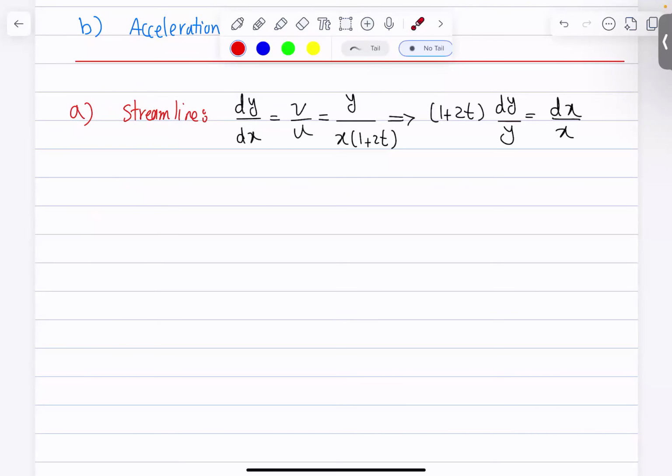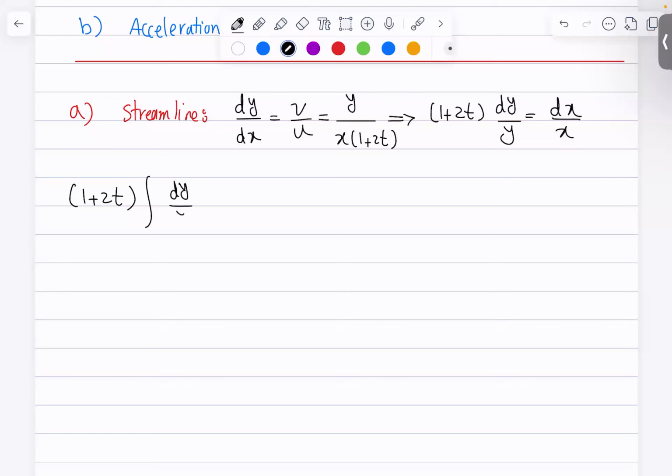Remember, when you're integrating with respect to x or y, you can treat time as a constant, right? You don't need to integrate that, which means I can pull the (1 plus 2t) out of the integral. (1 plus 2t) times the integral of dy over y is the integral of dx over x. Again, we're not going to integrate the (1 plus 2t). The integral of dy over y is ln y, and the integral of dx over x is ln x, plus some c, which comes from the fact that we have an indefinite integral.